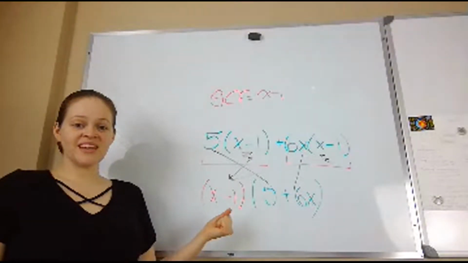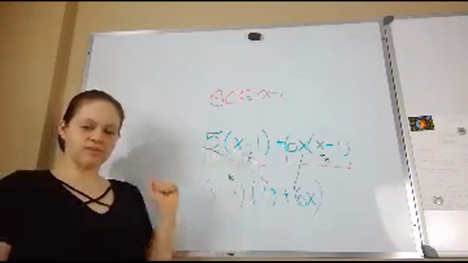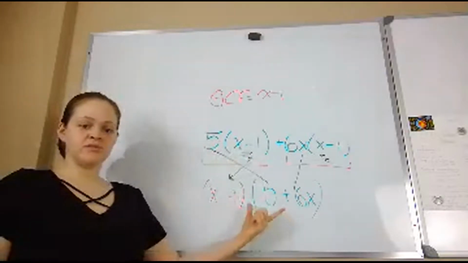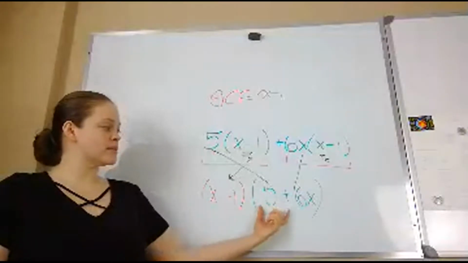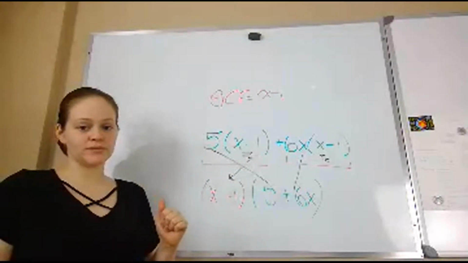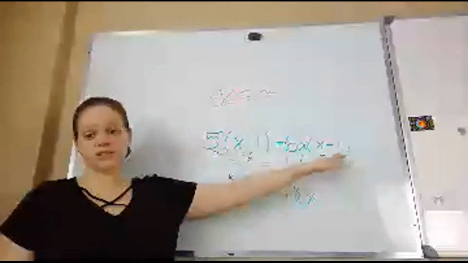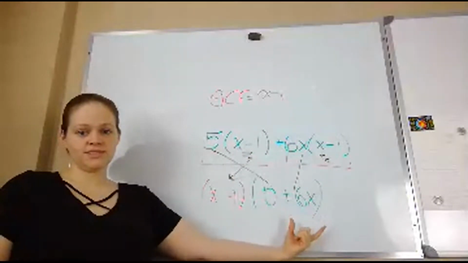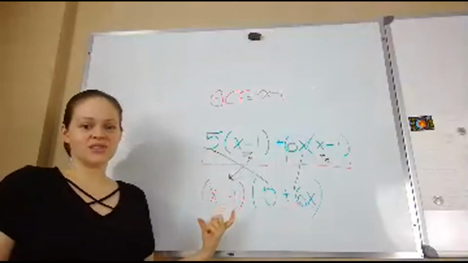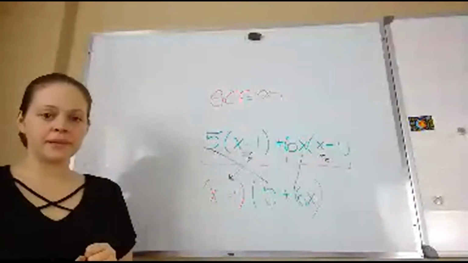Right? And then, what times x minus 1 gives me 5x minus 1? That's going to be 5. Okay, so x minus 1 times 5 is going to give me 5x minus 1. Then, what times x minus 1 is going to give me 6x minus 1? That's 6x. Yeah? So then I can just put these two together to give me back that term.